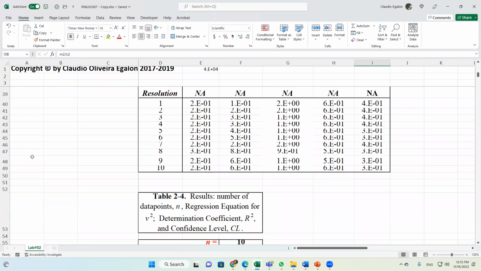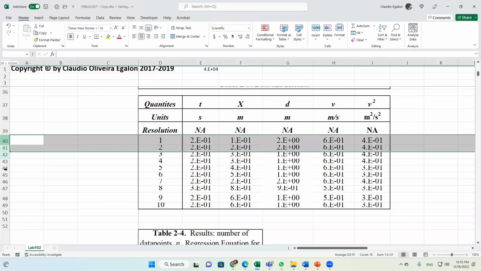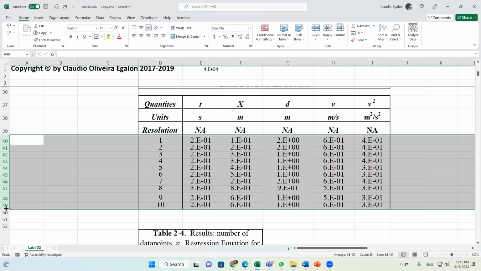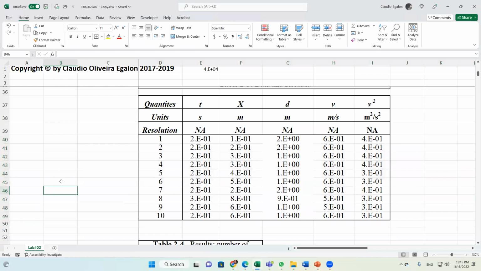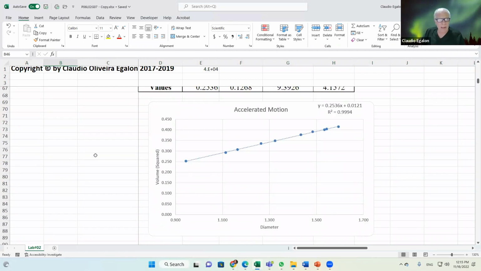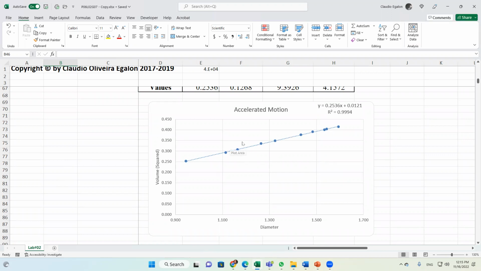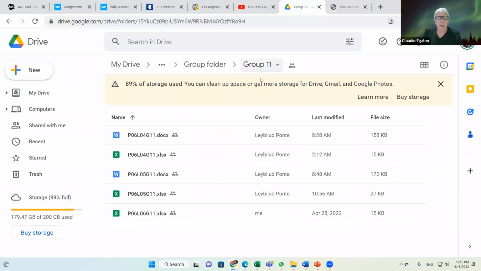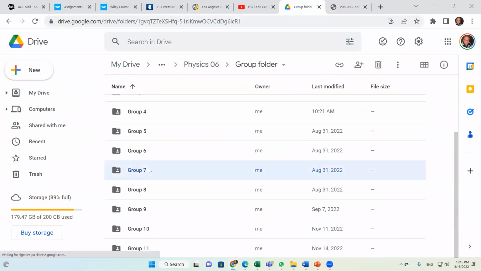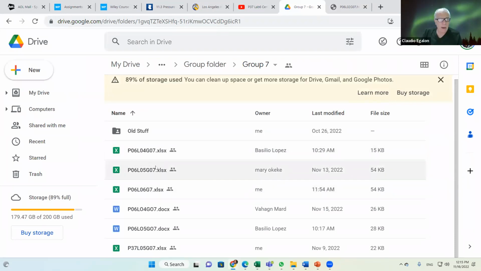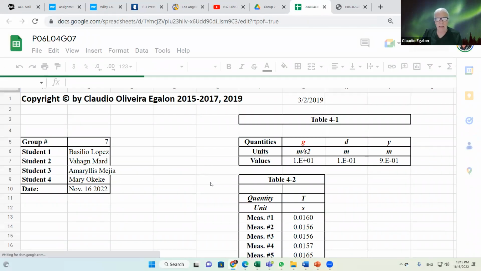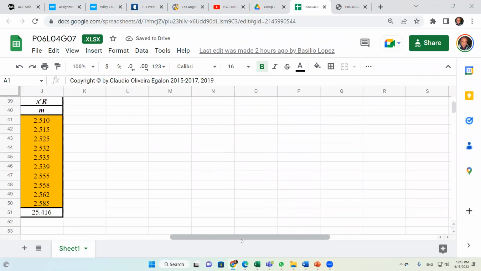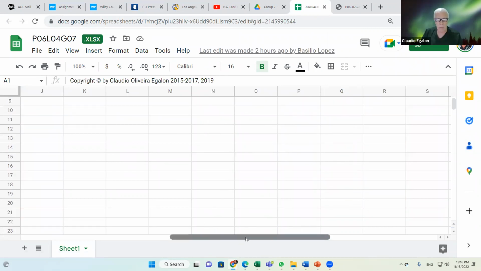I also noticed that sometimes when we upload the files and then re-download them, it doesn't show the graphs correctly, or it doesn't even show the graphs. I just wanted to make sure you saw the graphs. Yeah, every time I download your spreadsheet, I see the graph the way you see it. What happens is, if you go to your group, Group 7, and look inside your graph from the cloud, sometimes it doesn't display the graph properly. This one had no graph, so that's why there's no graph.